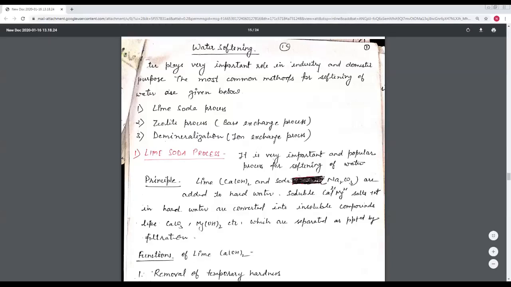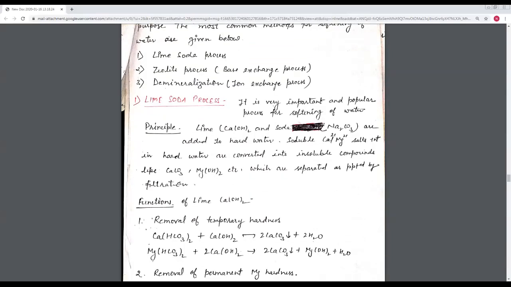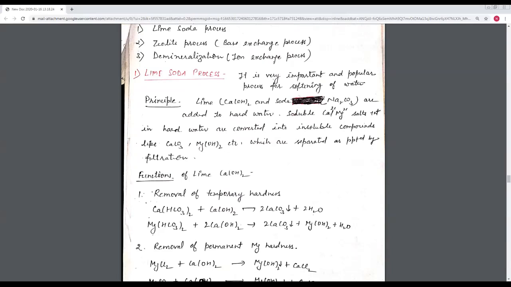We know that water plays a very important role in industry and domestic purposes. The most common methods for softening of water are given here. We convert the hard water into soft water. This process is called the softening of water. And now I go to my first method, that is the lime soda process.